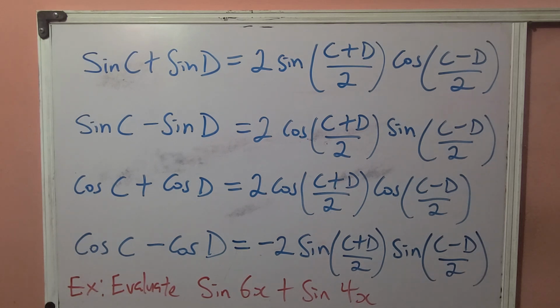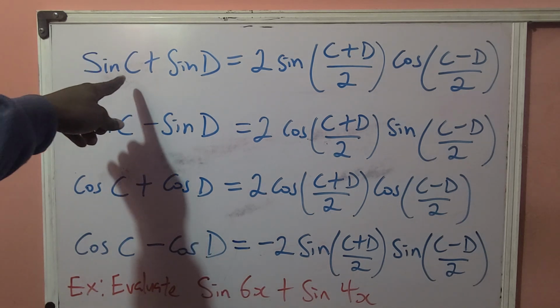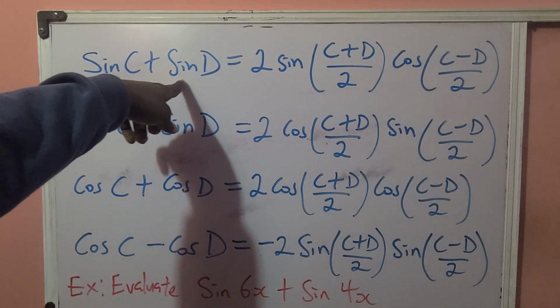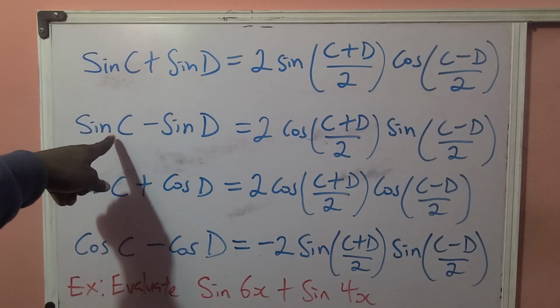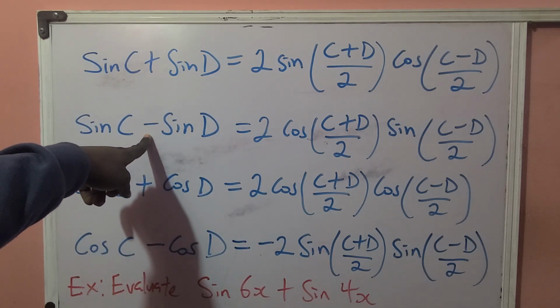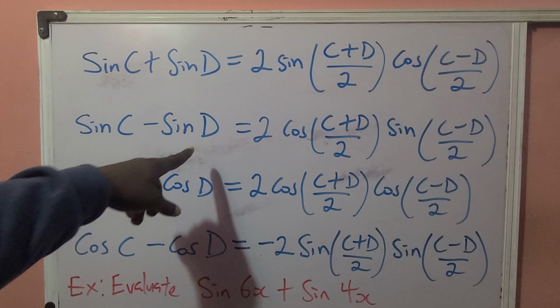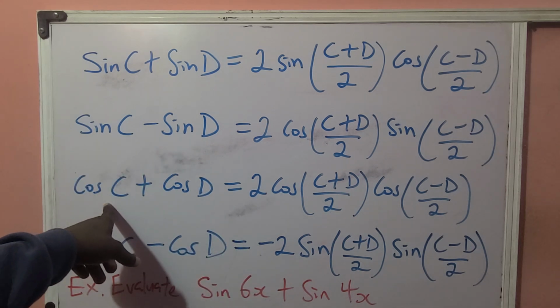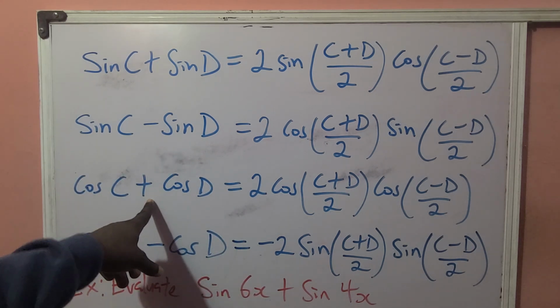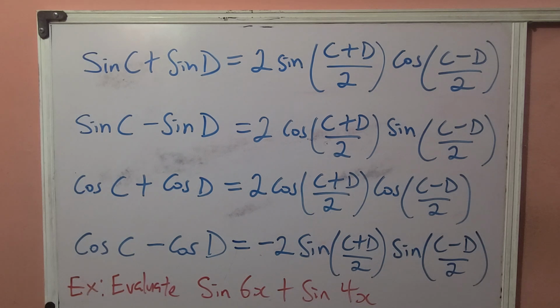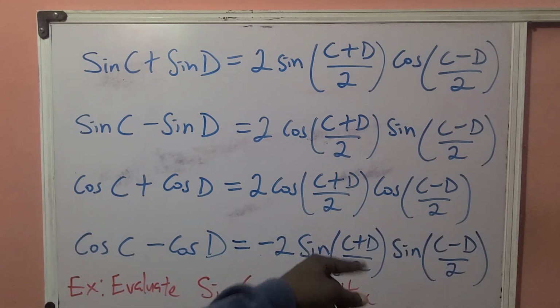So we have these four different identities, and they all come in different forms. You can see this one is the sine of an angle plus the sine of another angle, while this is the sine of an angle minus the sine of another angle. Now for this one, we have the cos and then the cos. This is positive, this is negative. And this is the resultant of each of all these scenarios.